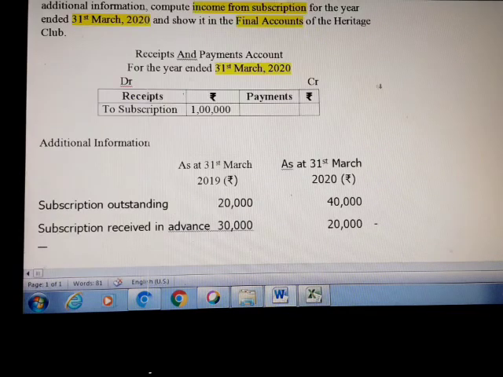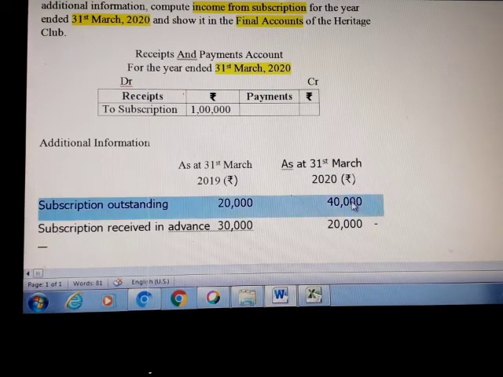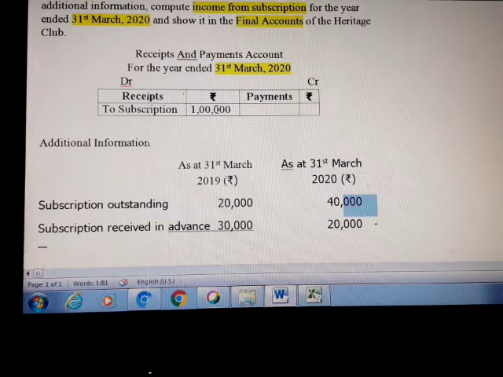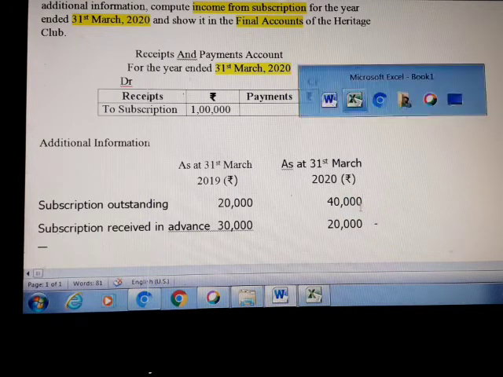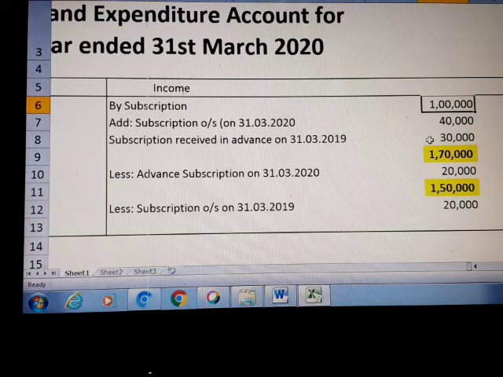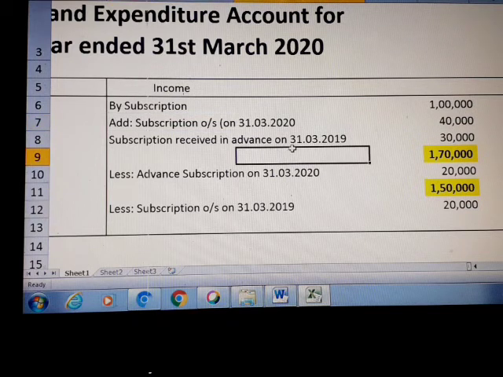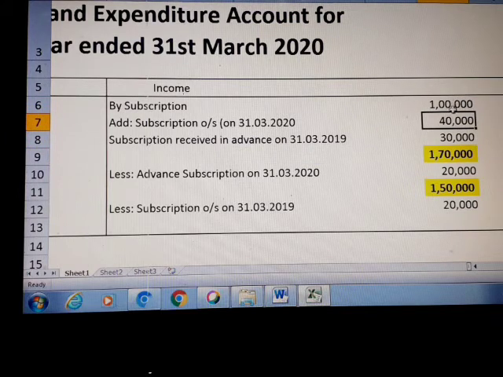Next, I have to treat these adjustments. Subscription outstanding. Current year outstanding is what? We are preparing for the year 2020, right? So towards the year 2020, you have got 40,000. So this 40,000 I have to add along with this 1 lakh in my income and expenditure account. So I am writing below this: add subscription outstanding on 31/3/2020, 40,000. When I add 1 lakh and 40,000, I'll get 1 lakh 40,000.